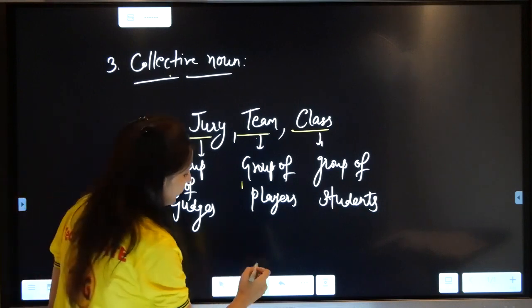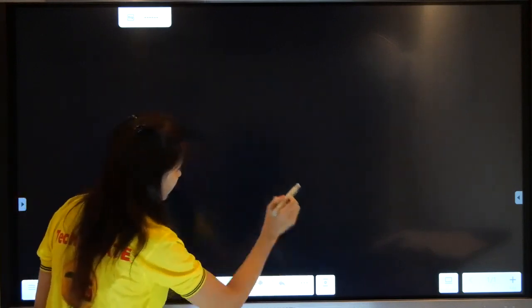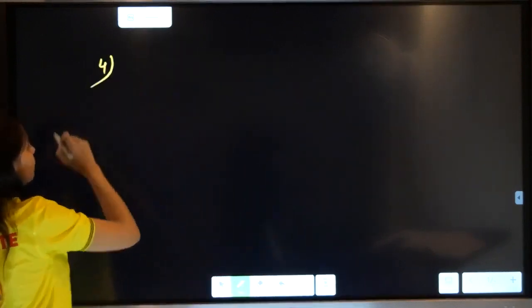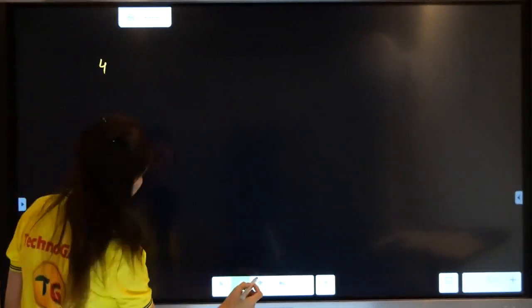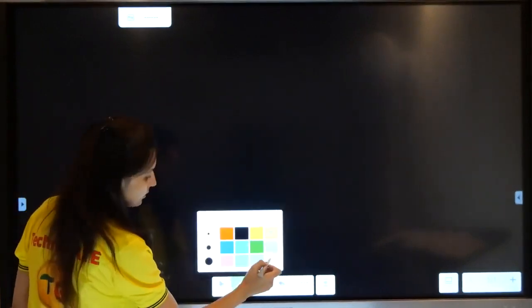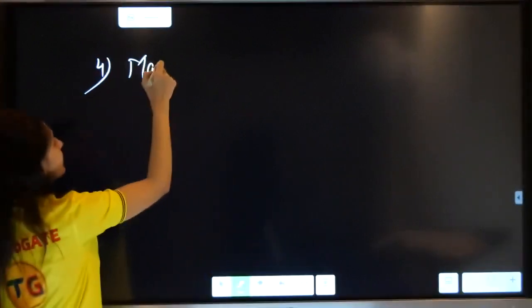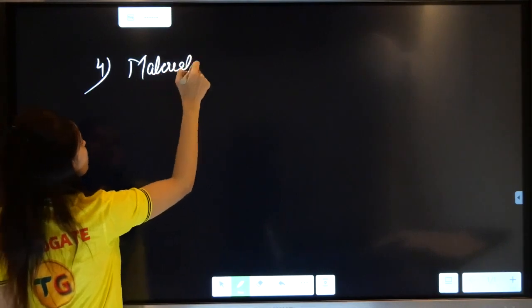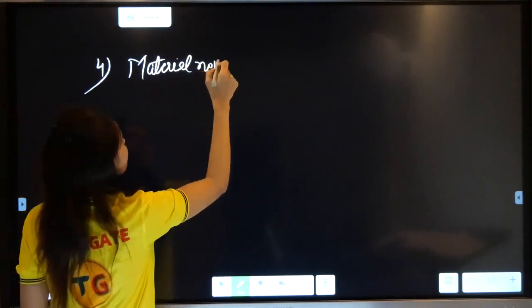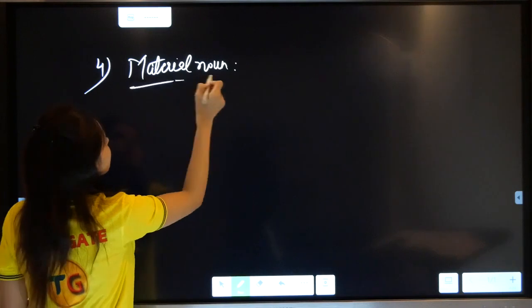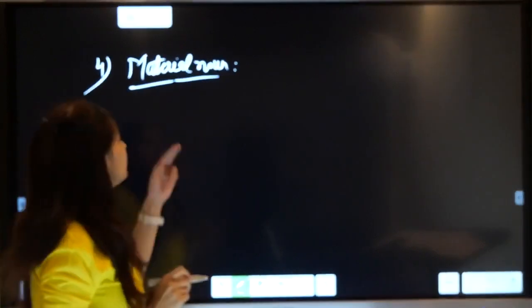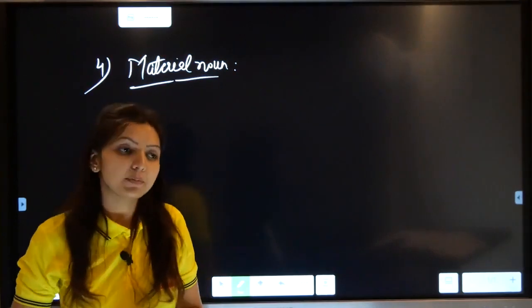Now next category, that is your fourth one. Fourth category is, let's make the color the same throughout, okay? Fourth category is your material noun. As the name indicates, material, this term is written here, material. So we use this term material at multiple sites.